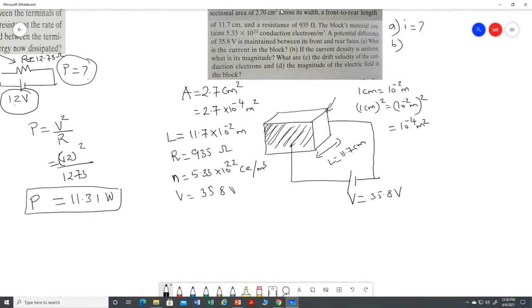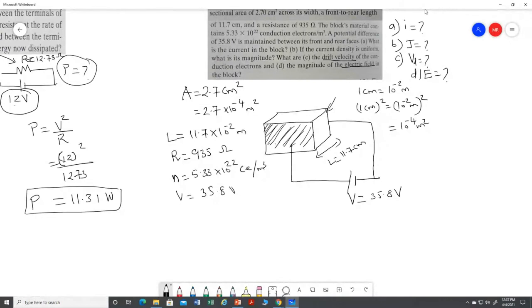What are you going to find in the second question? The current density, the J value. What is your third question? We are going to find the drift velocity, that means the VD value. And in the fourth question, we are going to find the electric field, so the value of E.